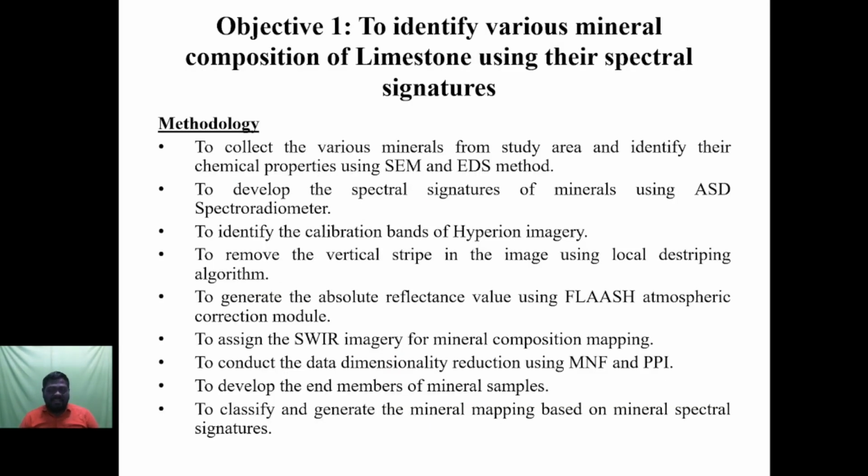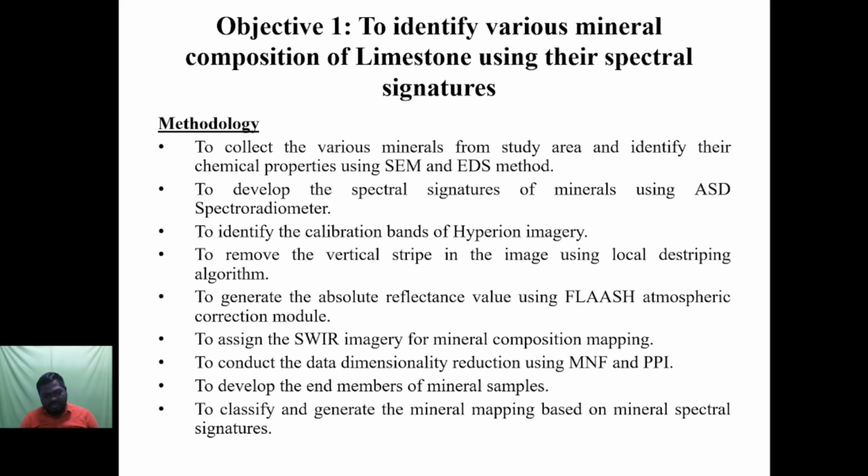So our first objective is to identify the various kinds of mineral composition based on the spectral signature. For that, we need to collect the minerals based on the chemical parameters using the SEM and EDS method. SEM means scanning electron microscope, and EDS means energy dispersive X-ray spectroscopy. This instrument allows us to fix what type of mineral it is and what the mineral composition is.